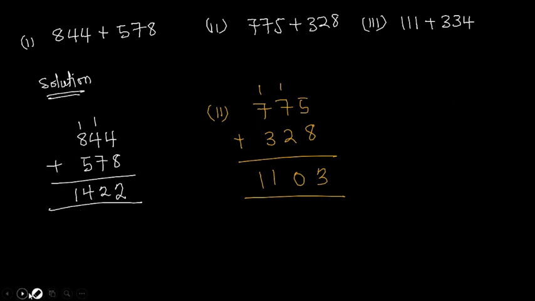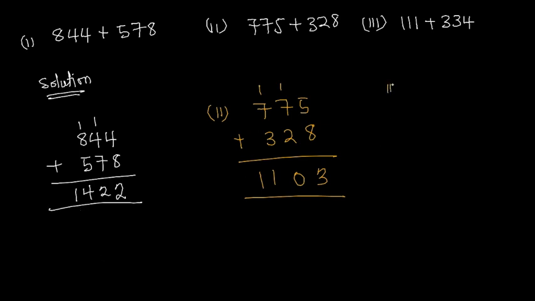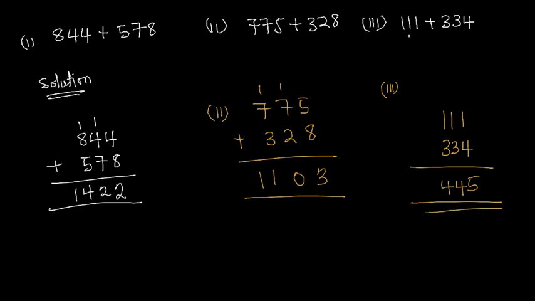Alright, so let's proceed to look at III. We have 1, 1, 1, and then 3, 3, 4. Okay, so as usual, we add our ones term first. So it becomes 1 plus 4, that will give me a 5. 1 plus 3 will give me 4. 1 plus 3 will give me 4. So this becomes my answer after adding 111 and 334.